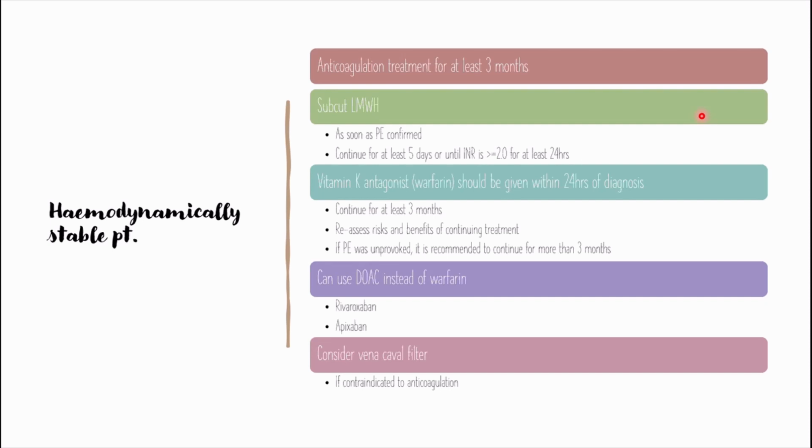If the PE was unprovoked, NICE recommends to continue anticoagulation therapy for longer than 3 months. Alternatively to warfarin, a direct oral anticoagulant such as rivaroxaban or apixaban can be prescribed. If the patient is contraindicated to anticoagulation, you can consider a vena cava filter.